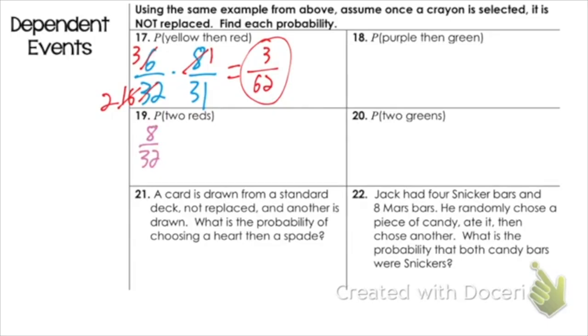What's the probability on the next one, though? If you take a red out, how many reds are there going to be left? 7 out of 31. So notice, because we assumed we took a red out of the first one here, we have to reduce the number of reds, as well as the number of crayons. Questions on the setup? Okay, this math, 8 and 32 reduce quite nicely to 1 and 4. 7 and 31 do not reduce. They're both prime. 1 times 7 is 7. 4 times 31 is 124. And that's your likelihood of getting 2 reds in a row. Not very likely. Questions on that?